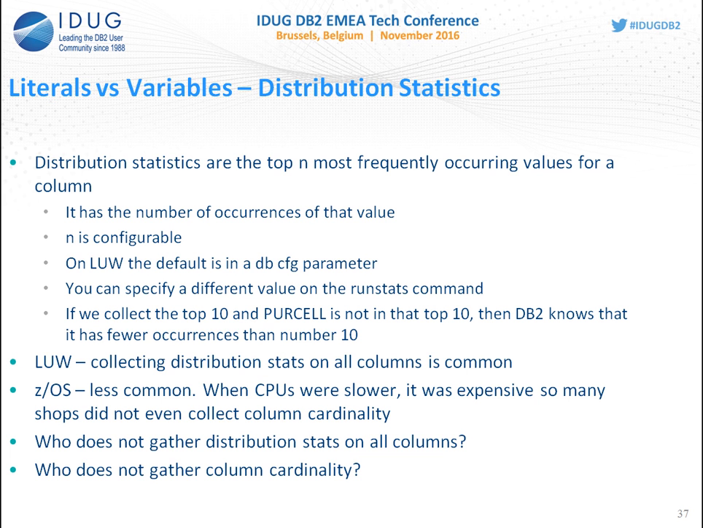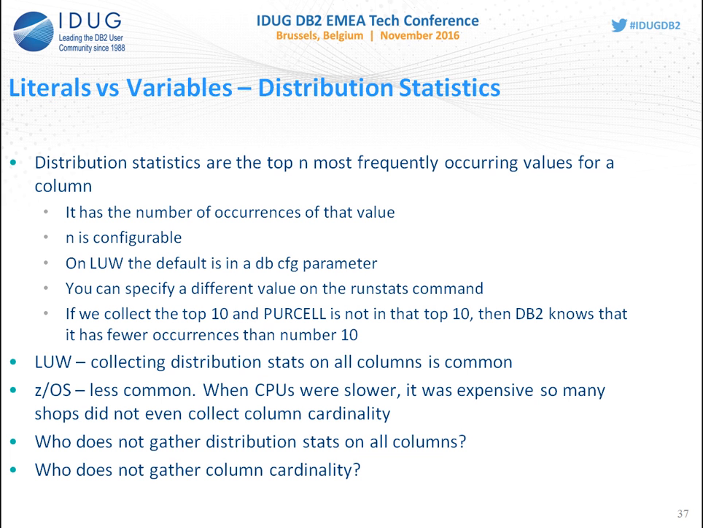And you don't actually have to collect them on all columns, because if a column has uniformly distributed data, you don't need distribution stats. You don't need distribution stats for your customer ID.